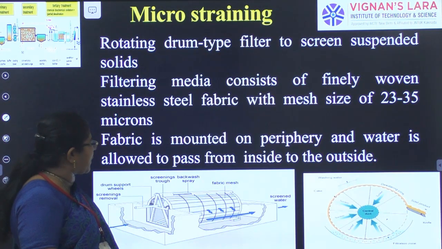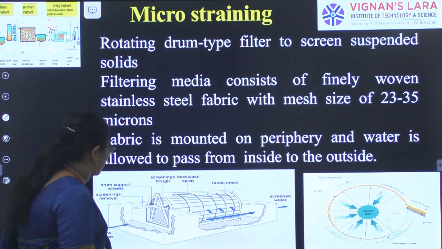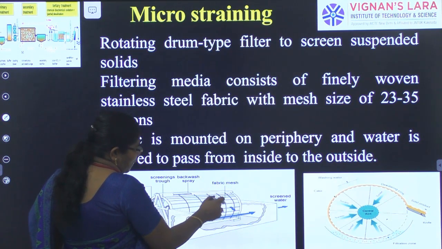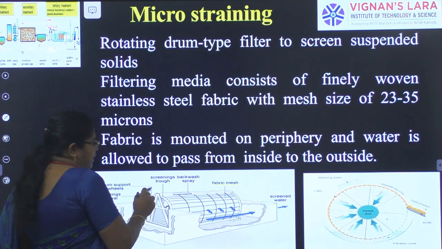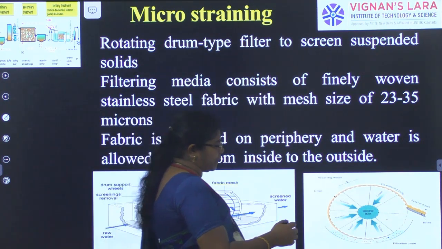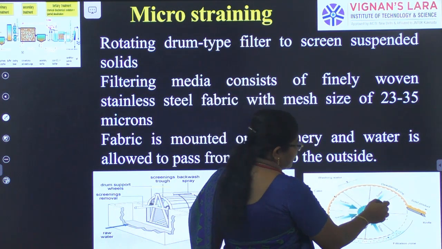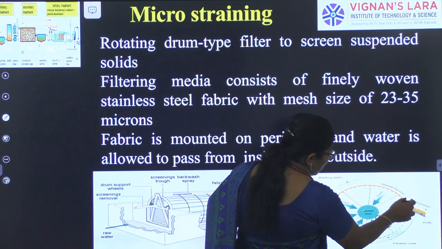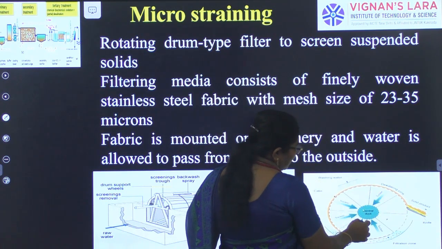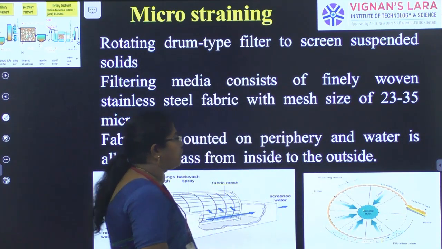So microstraining, you can see here. It is actually a rotating drum type filter to screen suspended solids. The water will pass through a round screen that has a fabric mesh, right? The drums are supported and turned by motors so that it can feed. In the central tank, the washing water will be sprayed here, right? It is a dewatering zone, and the solid products will be taken away, and the clean water will be collected in the filtration zone and taken for filtration.